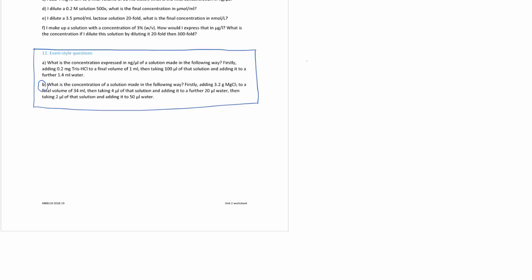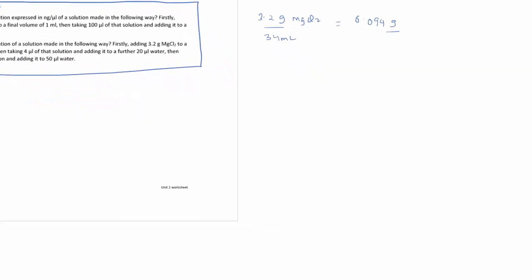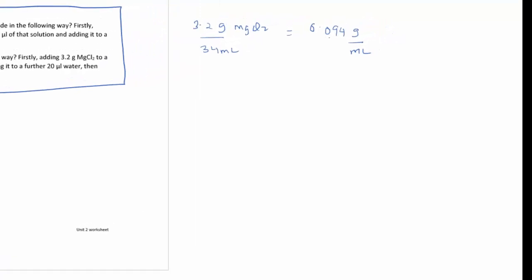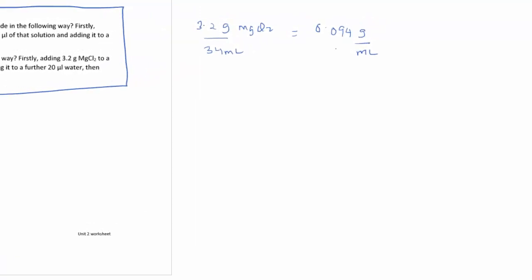What is given is you've got 3.2 grams of magnesium chloride in 34 milliliters of water. Okay, so that's the first step. Let's work out the concentration of that. That's around 0.094 grams per milliliter. It's very cumbersome to use decimal numbers and keep writing 0.094.